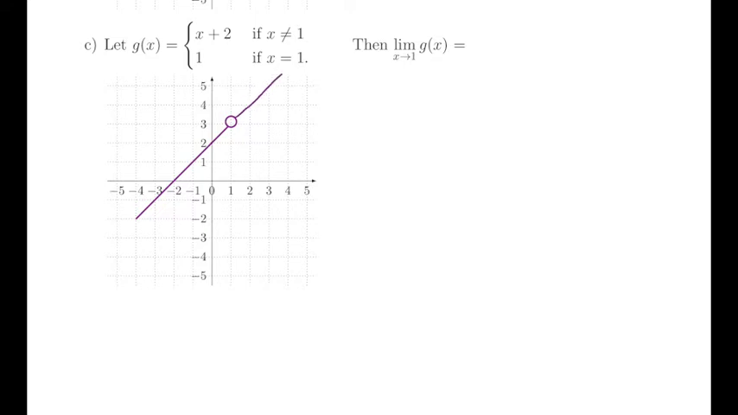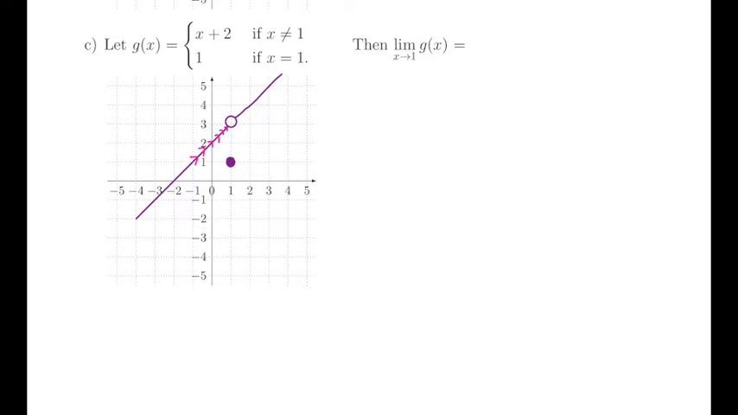All right, and when x is 1, we have y is 1. So it actually goes through this point. So let's see what this limit is equal to. So it's asking you what happens to the y value as x gets closer and closer to 1 from both sides of 1. So let's come from the left side of 1 first. When you're doing that, you're going this way, and you're getting closer and closer to y is equal to 3.